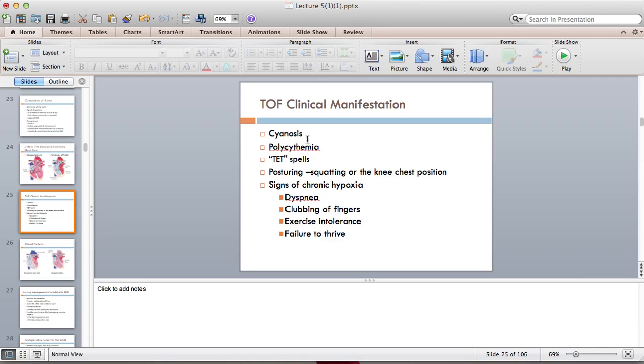Okay. Others, you notice other signs of chronic hypoxia because that child is consistently cyanotic. You will see that the child has dyspnea, there is clubbing of the fingers, exercise intolerance, and failure to thrive. These are all late signs of chronic hypoxia.